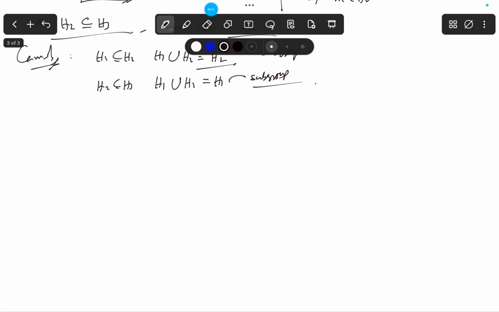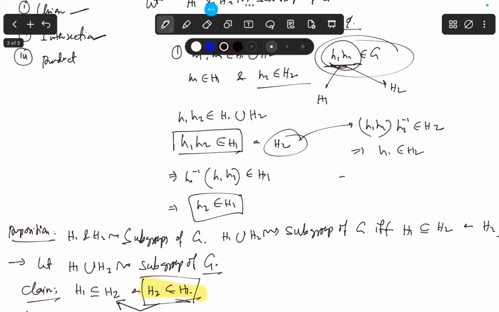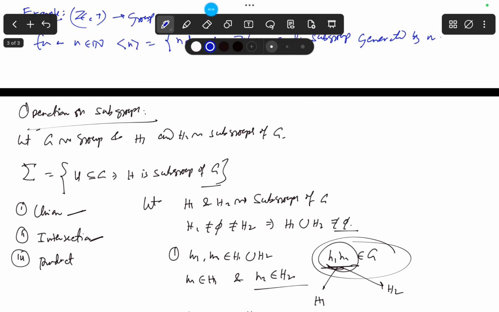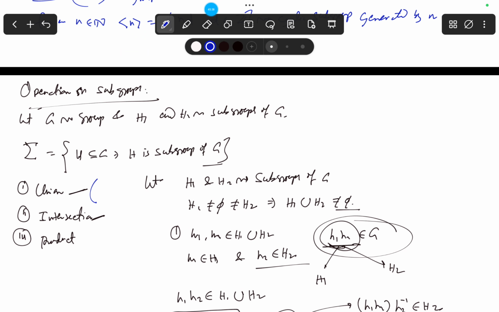So the union basically needs that either H1 is a subset of H2 or H2 is a subset of H1.